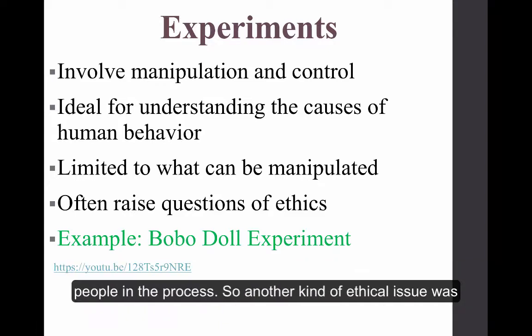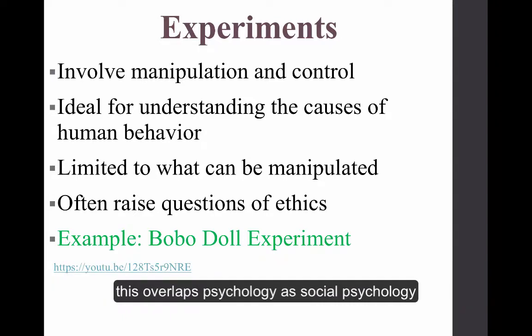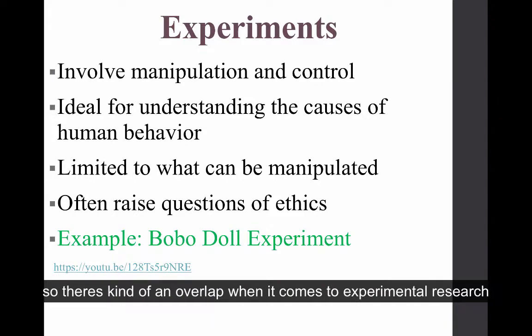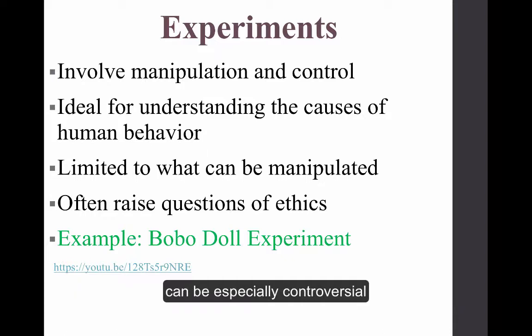So another kind of ethical issue was the famous Bobo doll experiment, which I put a video of in here. I'm going to include that right now just so you get a little background to this. And it does overlap psychology, of course, as social psychology was kind of some of the research roots of the sociological paradigm as well. So there's kind of an overlap when it comes to experimental research. But when it comes to ethics, research that involves children can be especially controversial.